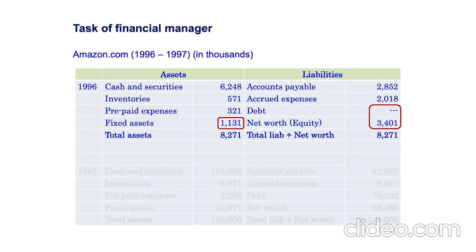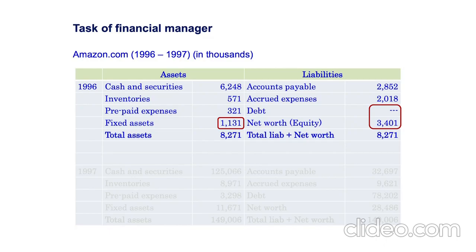As an illustration, let us consider a concrete example. What is shown on the slide is the balance sheet of Amazon in 1996 and 1997. The numbers are in $1,000. In 1996, Amazon's total assets are worth roughly $8.2 million. Most of them are in cash and securities, about $6.2 million. Fixed assets are about $1.1 million. The remaining are inventories and prepaid expenses.